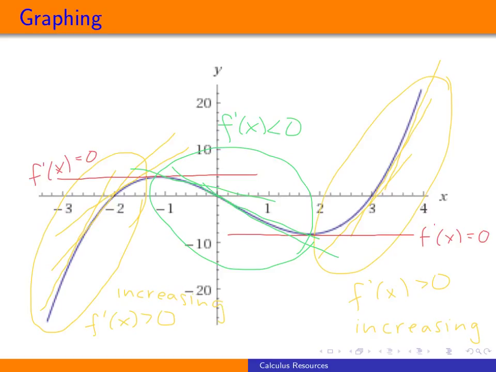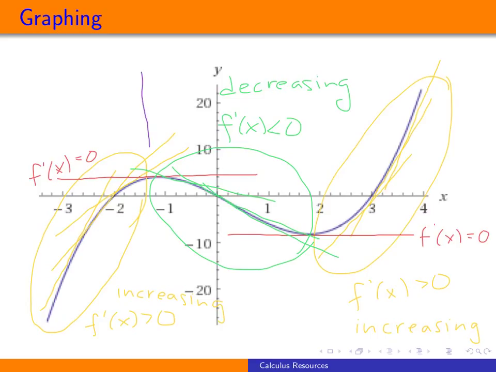And on that middle portion, where I can see the y values are decreasing, I know that my function is decreasing, and that corresponds to the derivative being less than 0. So for the portions of the graph where the function is increasing, the derivative is positive. And for the portion of the graph where the function is decreasing, the derivative is negative.